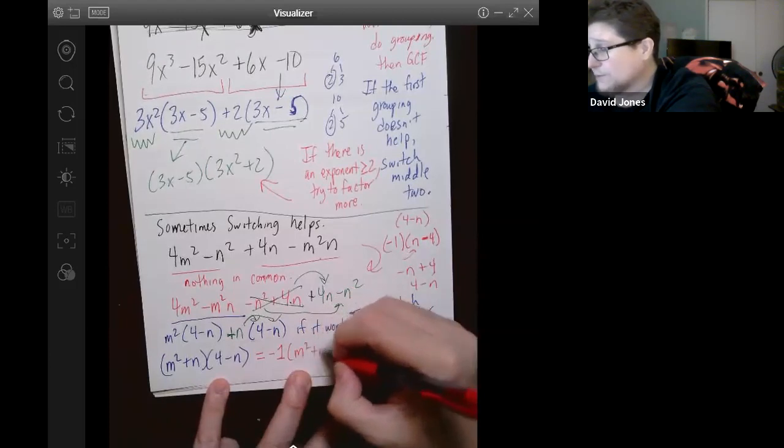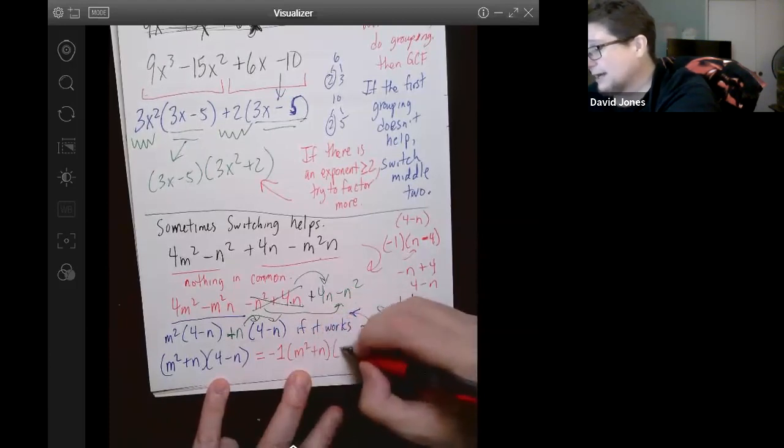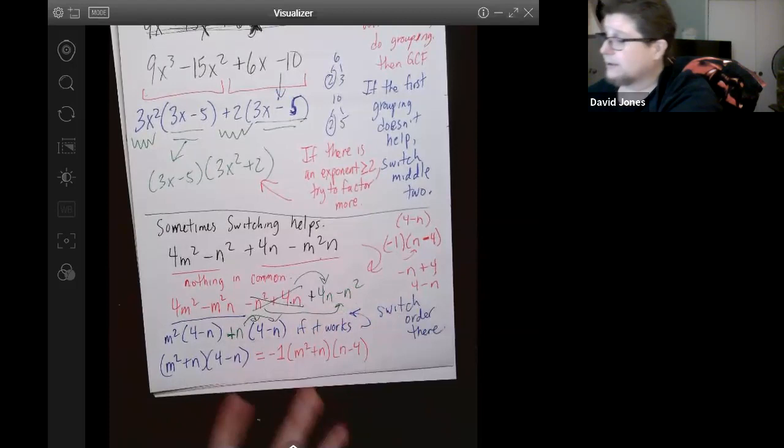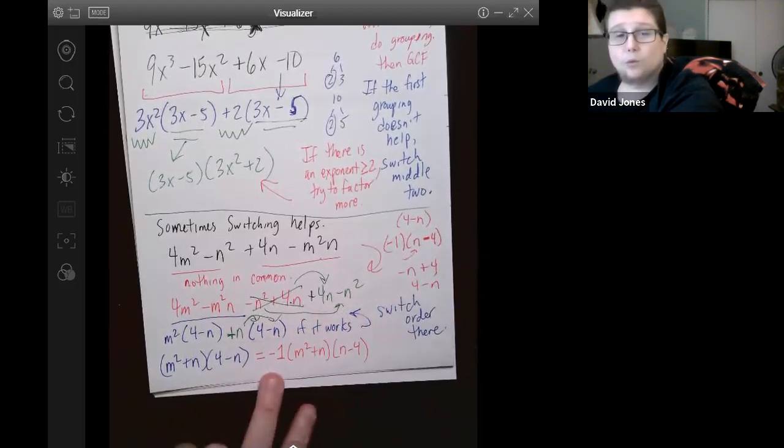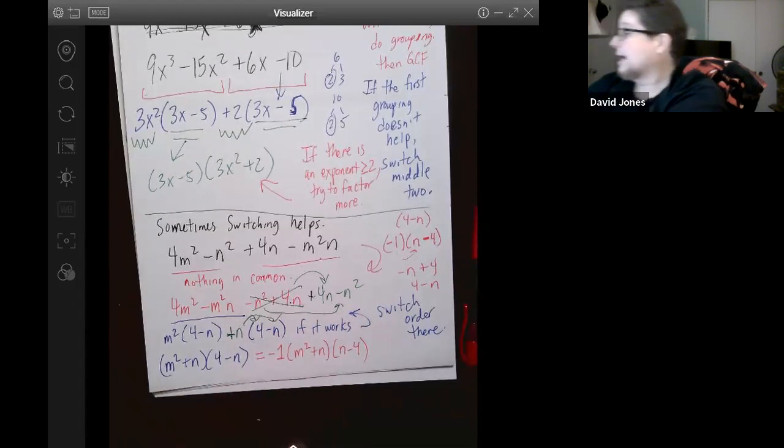You still have the m squared plus n. And now I've got n minus 4. And you don't even need the 1. You do need the negative sign. Either of these will work. I don't know which one MyMathLab will take.